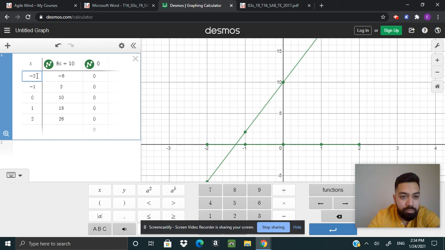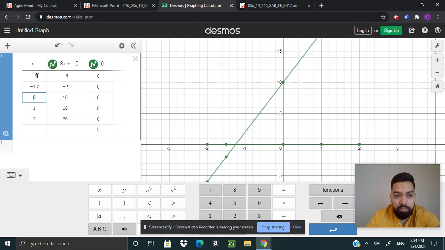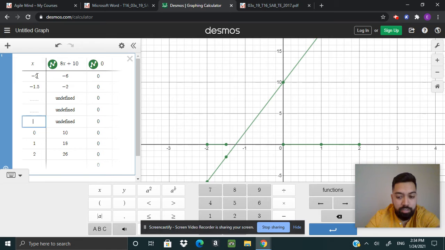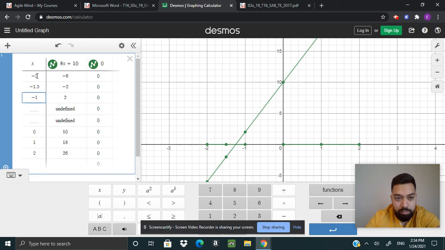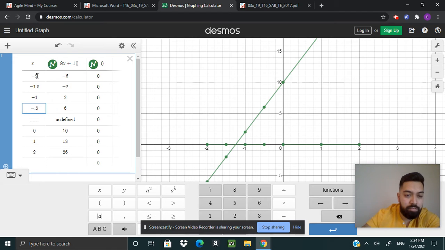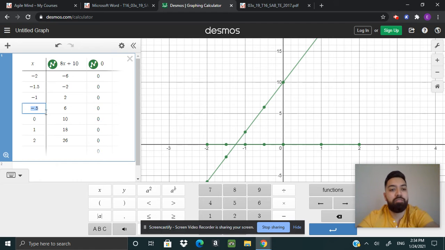-2, -1.5. And then if I click enter from there, I think it should go by 0.5s. Never mind. It's hopping around. So -1, and then -0.5, and 0. Perfect. So there it is.